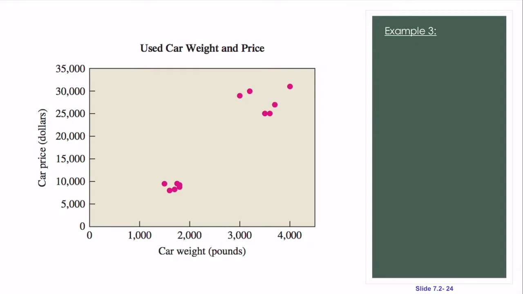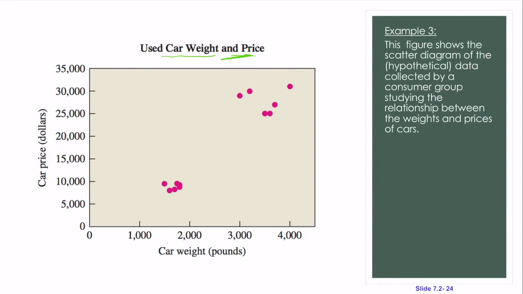Let's take a look at example 3. This looks at used car weight and price. So this figure is a scatter diagram of some hypothetical data collected by a consumer group studying the relationship between the weights of cars and the prices of cars. So here I've got car weight on my x-axis and car price on my y-axis. So I'm thinking, okay, car weight is an explanation for car price, right? We've got our independent variable and our dependent variable. Just fun to keep all these terms fresh in our brains.